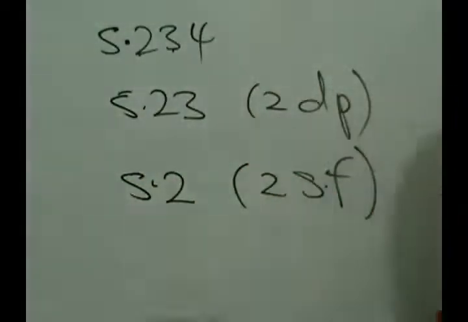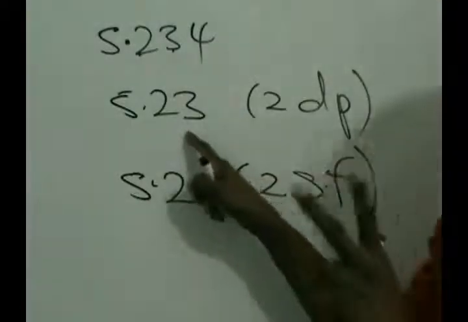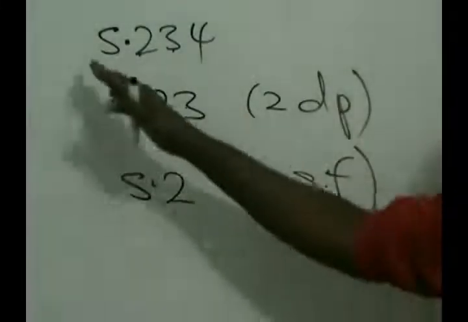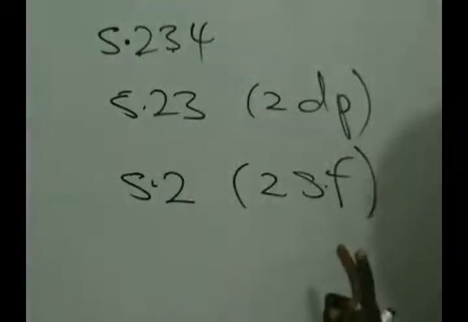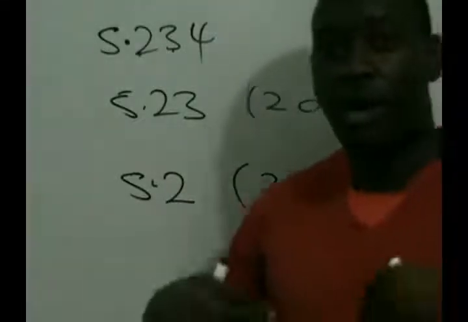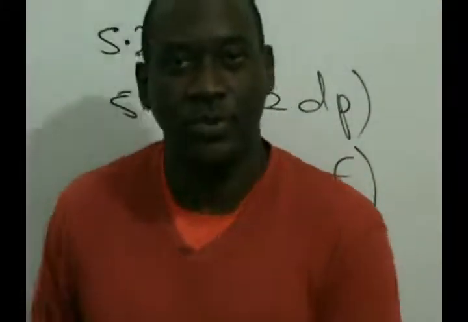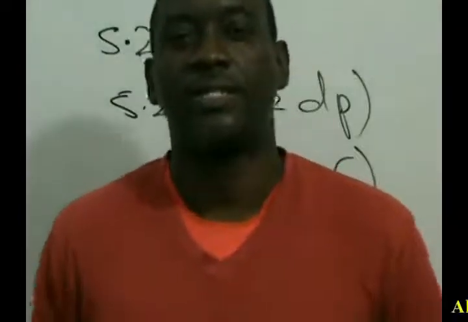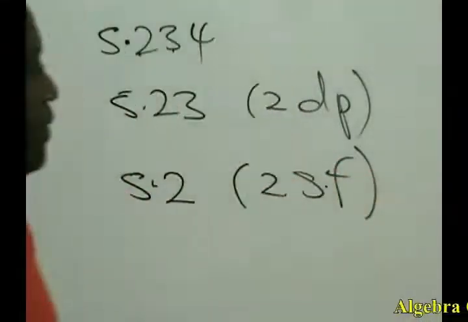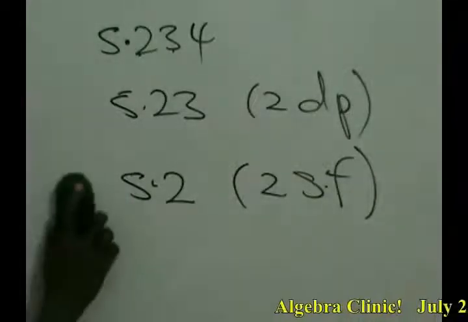Alright? 5.234 is 5.23 to 2 decimal places. 5.234 is 5.2 to 2 significant figures. Alright? So I hope that in seeing the difference between the two, you will get a clearer understanding of which is which. Alright? And we could go further with the same number, with this same question.